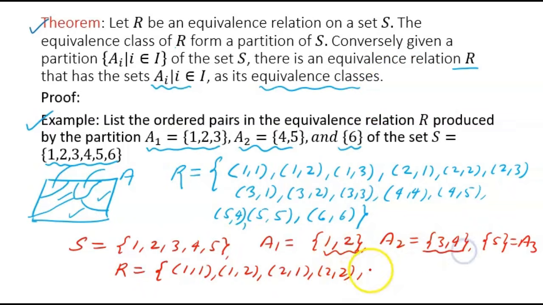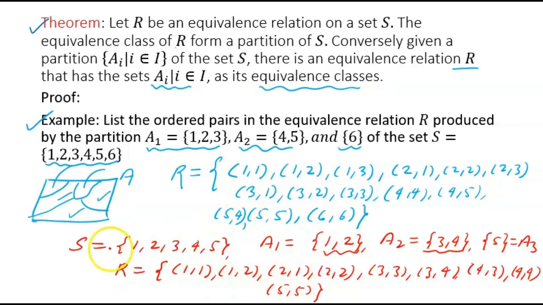Now if you take 3, 4, then 3 is related to 3, 3 is related to 4, 4 is related to 3 and 4 is related to 4. And in the last class, A3, we have just one element 5, so 5 is related to 5. Again I leave it for you to verify that the relation R that I am representing through this is an equivalence relation. You can verify the three properties: that it is reflexive, symmetric, and transitive.